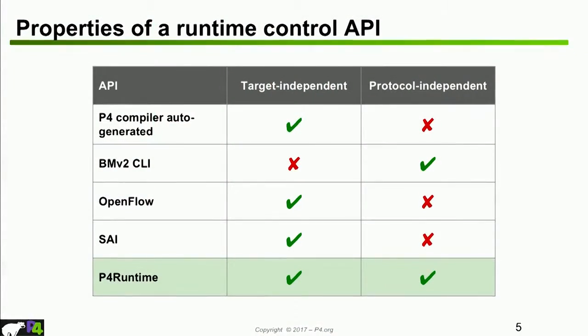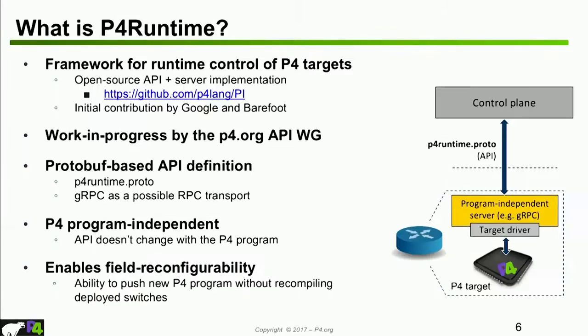So we identified two important properties or requirements of our runtime control API to control our P4 switches: target independence and protocol independence. None of the approaches we mentioned before satisfy both properties. And guess what? A group of people sat down and decided to create a new API, a new protocol called P4 runtime. So what is this P4 runtime? P4 runtime is a framework for runtime control of P4 targets.